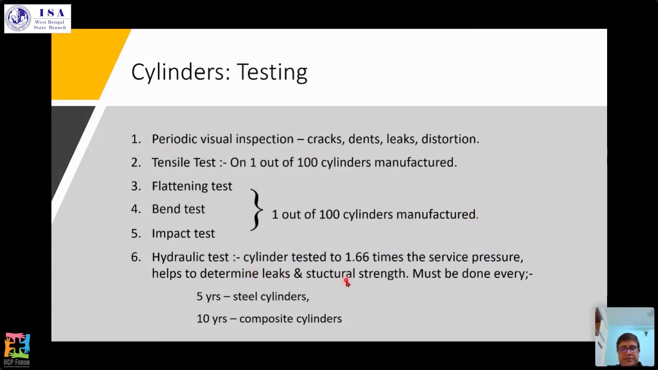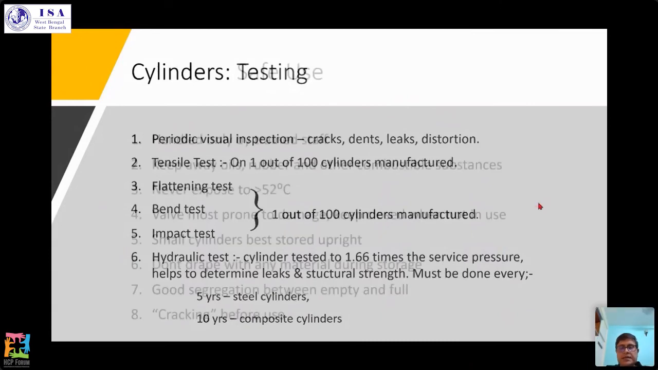There's also a hydraulic test that tests the cylinder to 1.66 times its service pressure. It helps to determine leaks and structural strength. It has to be done every 5 years for steel cylinders and every 10 years for composite cylinders. This is to ensure that the cylinder will be able to withstand that kind of pressure and handling.